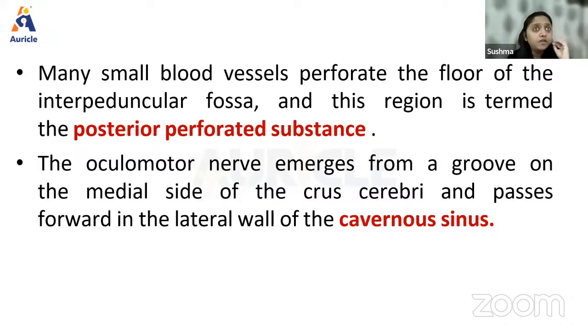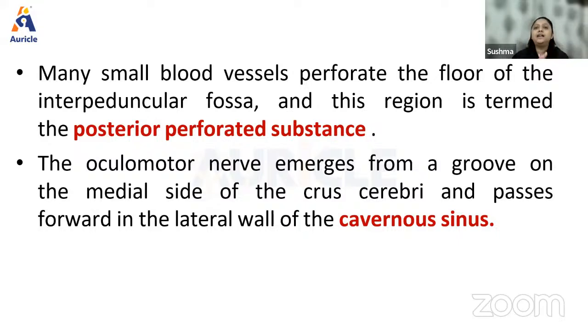So whenever you hear the word perforated substance, whether it is anterior or posterior, the anterior perforated substance is in the region of the cribriform plate, something related to the olfactory pathway, if you remember. Whereas the posterior perforated substance is present in the interpeduncular fossa, where many small blood vessels perforate, and then go and supply the deeper structures.